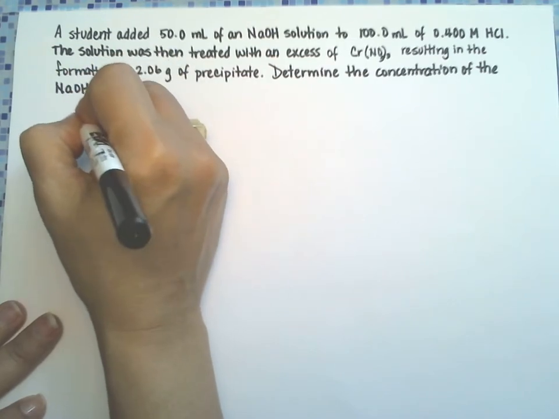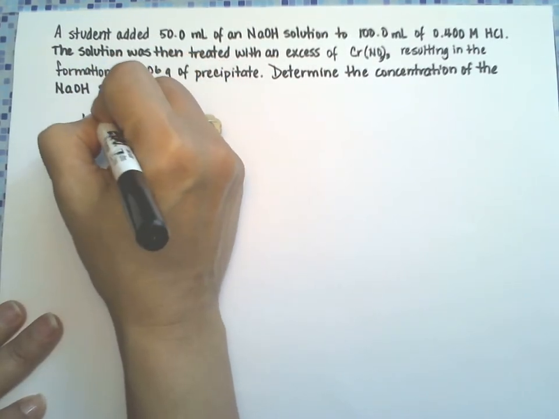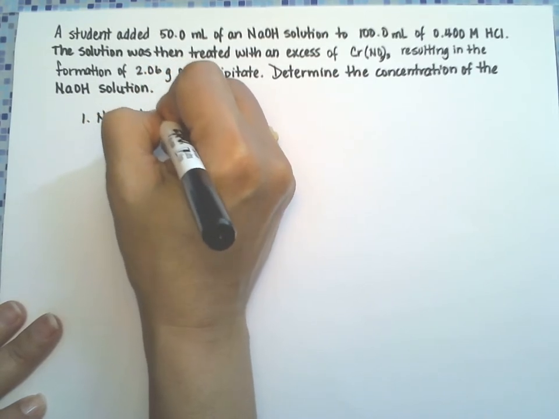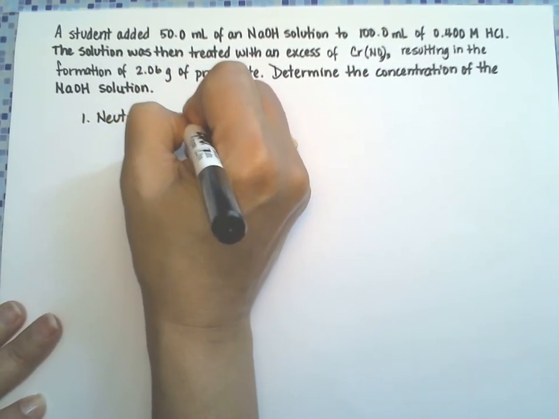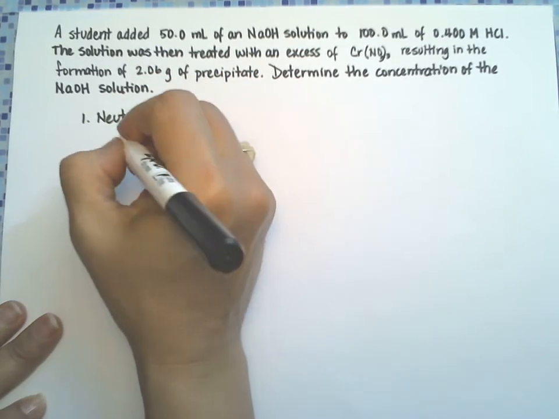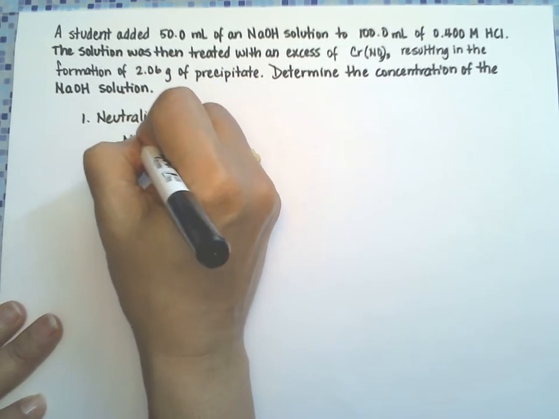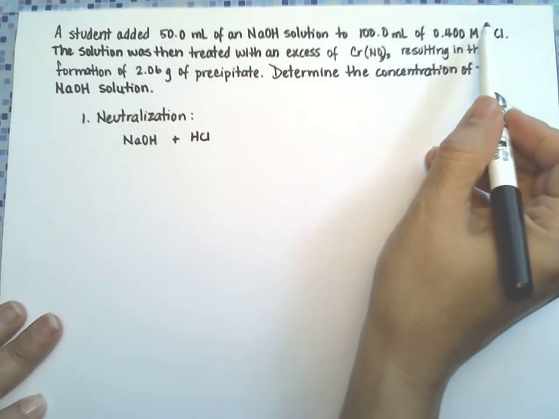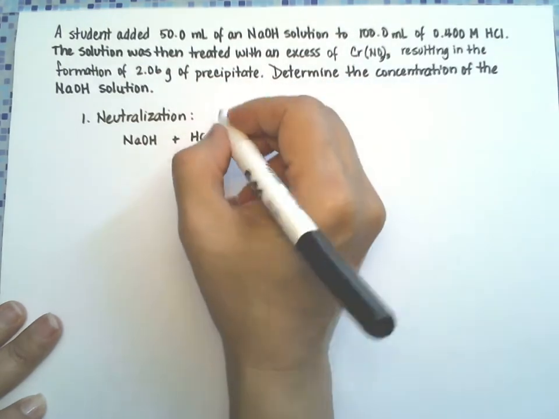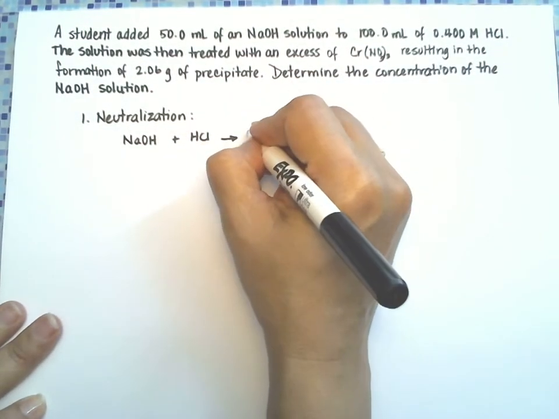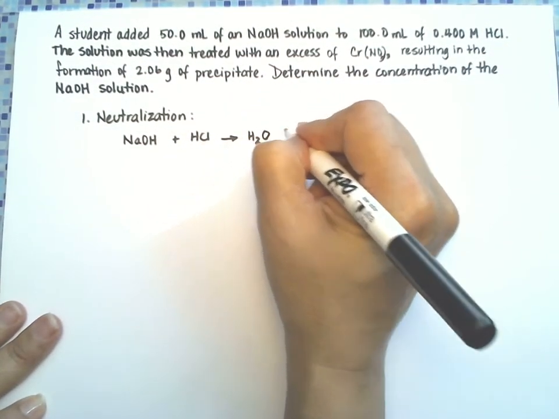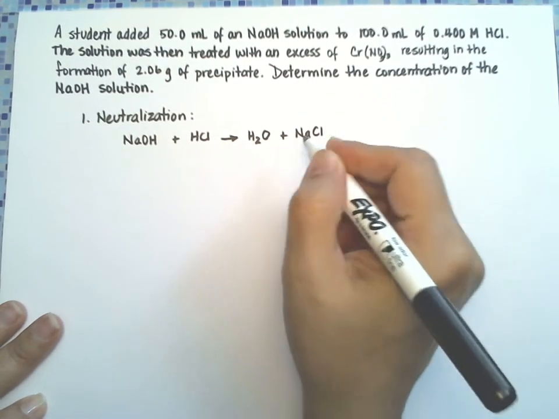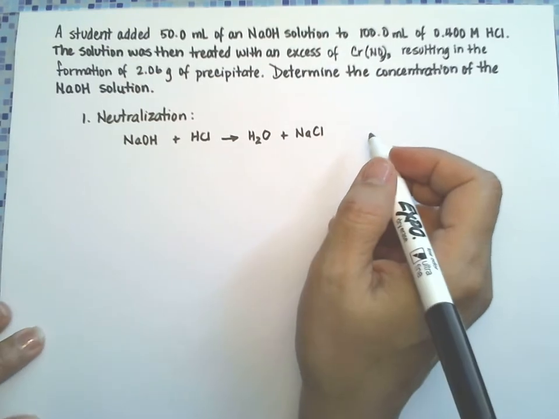Okay, so the first step, they're doing a neutralization reaction. And the neutralization reaction is between sodium hydroxide and HCl. We know how much HCl we needed right here. So it's a neutralization reaction, so it's going to make water. And we're also going to have sodium ions and chloride ions. I'm just going to put them as sodium chloride.